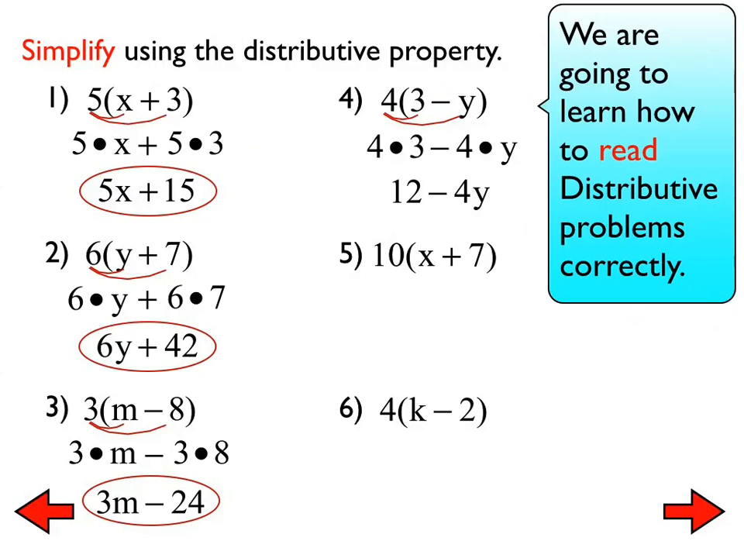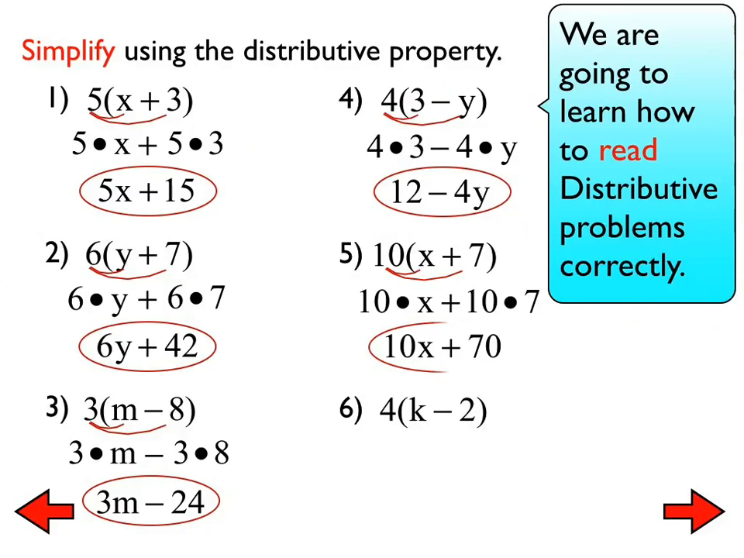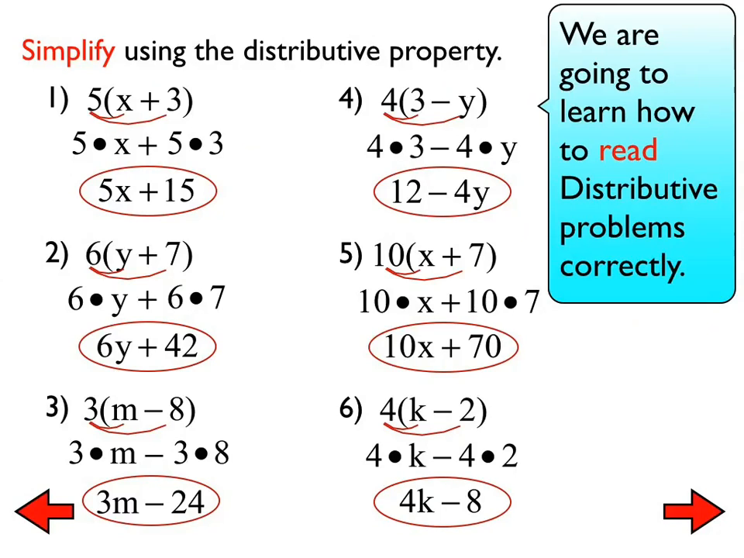All right, number 5, 10 times the quantity, and I heard a much better attempt at reading them correctly this time around when we were shoulder partnering. Number 5, 10 times the quantity of x plus 7 is equal to 10x plus 70, because we have 10 times x and also 10 times 7. Number 6, same idea. 4 times the quantity of k minus 2 is equal to 4k minus 8, because we have 4 times k and also 4 times 2. Do not forget to multiply the outside number by the second part. That is the most common mistake.